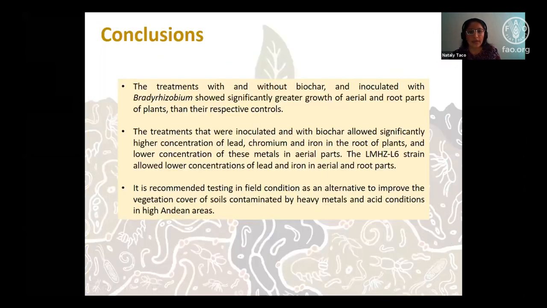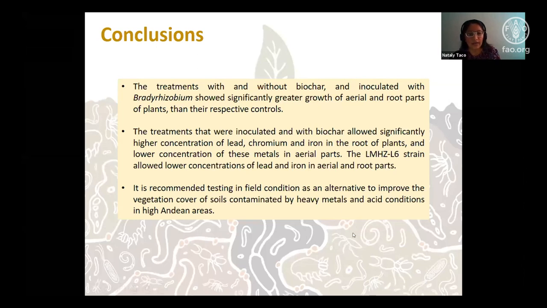And finally, to conclude, the treatments with and without biochar and inoculated with Bradyrhizobium showed significantly greater growth of the aerial and root parts of plants than their respective controls. The treatments that were inoculated and with biochar allowed significantly higher concentrations of lead, chromium, and iron in the roots of plants, and lower concentrations of these metals in the aerial parts.